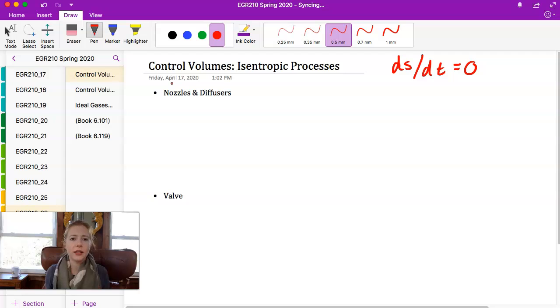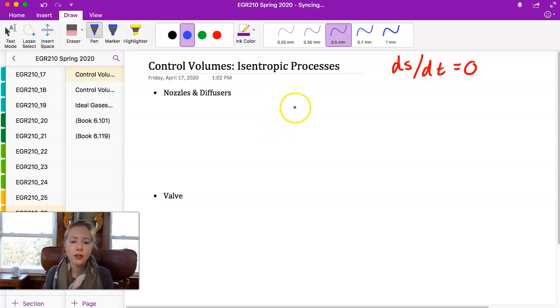So remember, with control volumes, we are dealing with mass flows. So we're dealing with rates. So instead of energy, we're looking at energy per time. We're looking at power. So I just wanted to go back and review with you some of these different components that we've been looking at as control volumes. So let's begin with nozzles and diffusers. And we're also going to talk about some of the assumptions that are built in.